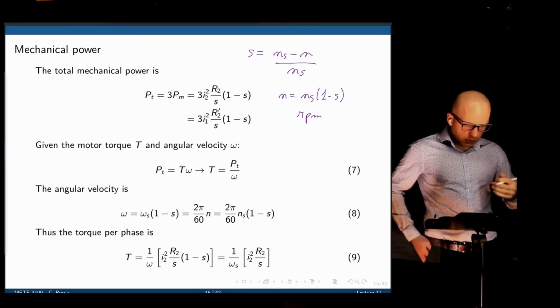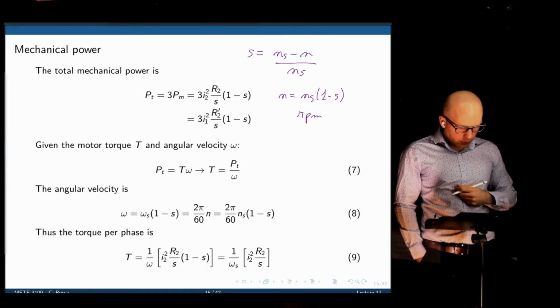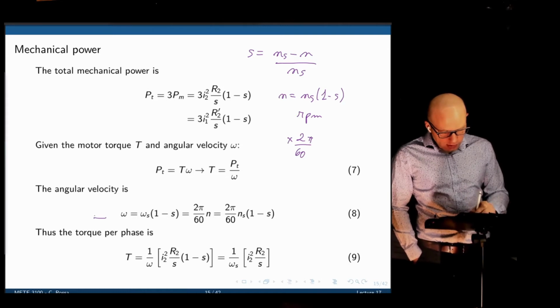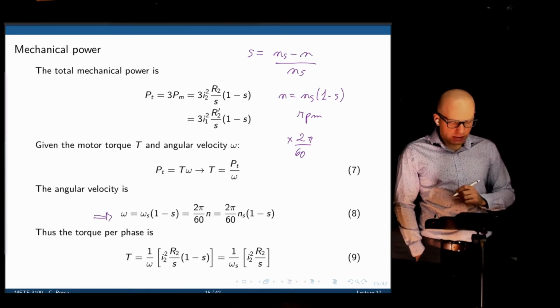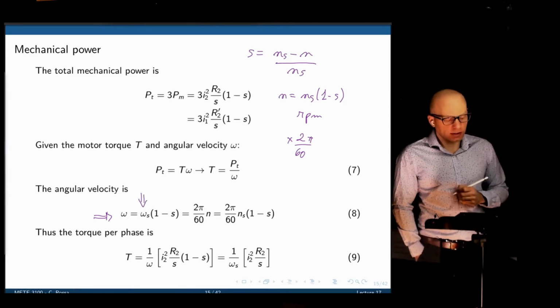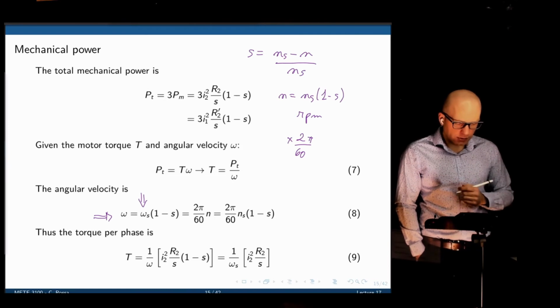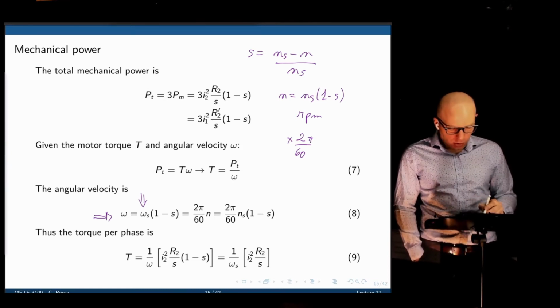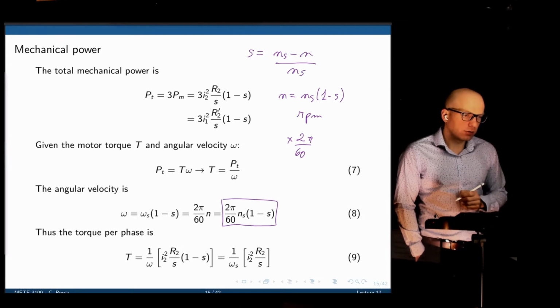So if you want to convert this into radians per second, you just need to multiply this by 2 pi over 60. So you can now deal with the angular velocity in radians per second, which is the angular velocity of the magnetic field, or the synchronous angular velocity, times 1 minus s. That's the actual speed of the motor. If you relate that to the RPM synchronous speed, it's simply that multiplied by the constant 2 pi over 60.